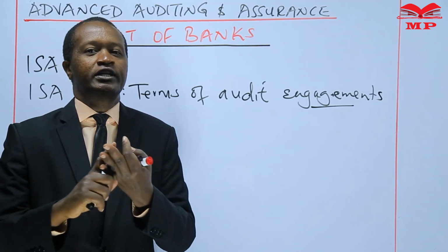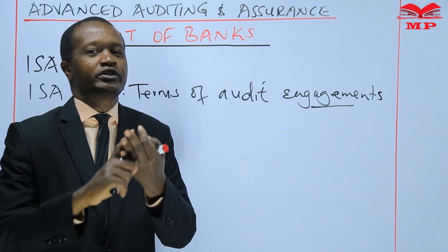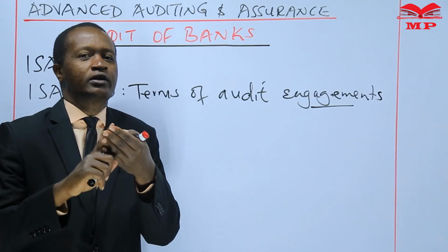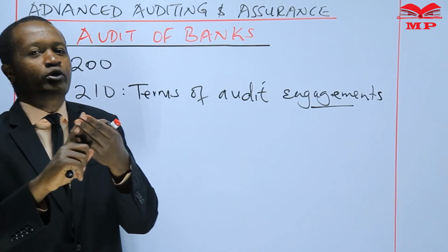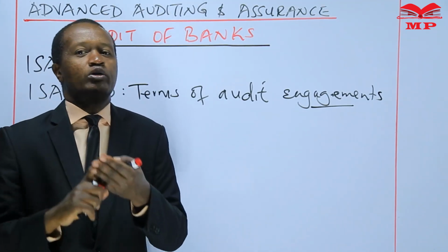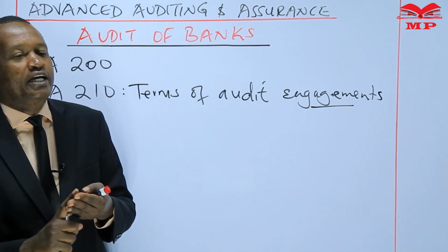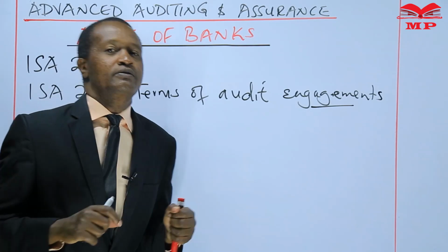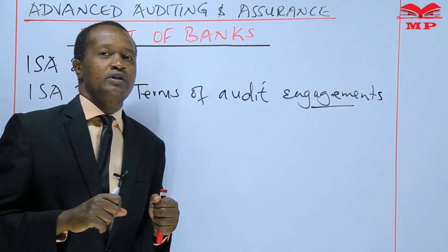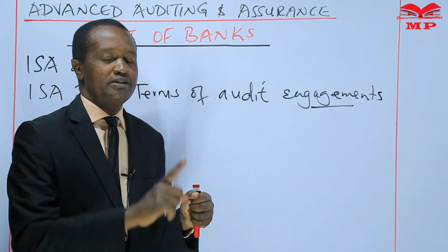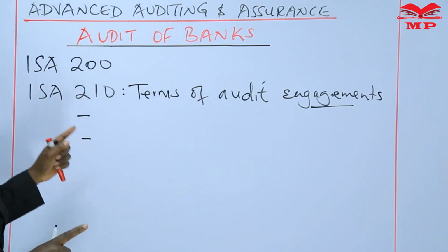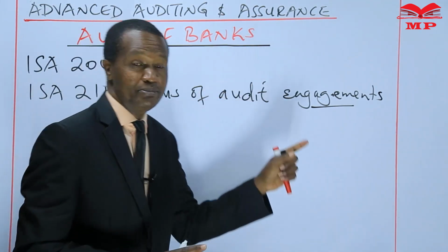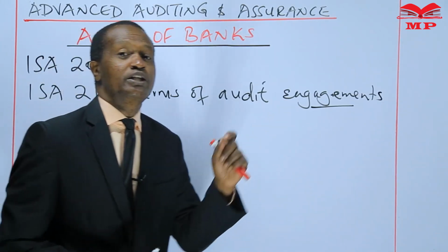For example, the International Accounting Standards Board. Four, the pronouncements of the Basel Committee on Banking Supervision. And finally, number five, industry practice. So when issuing an engagement letter, apart from the provisions of ISA 210 on terms of audit engagements, there are other factors that the auditor needs to put into consideration.